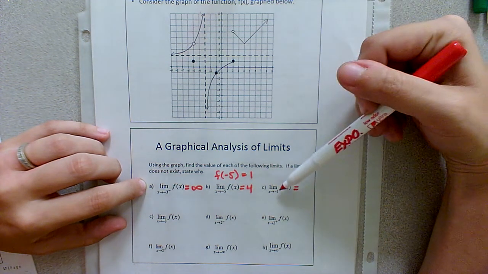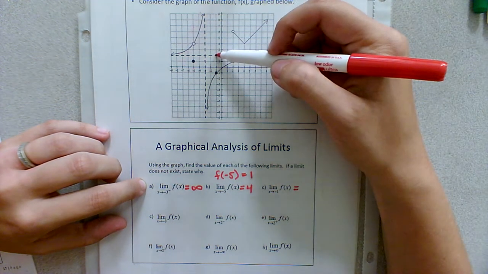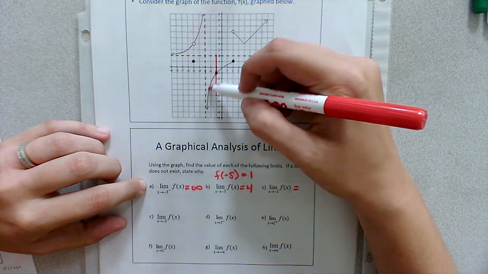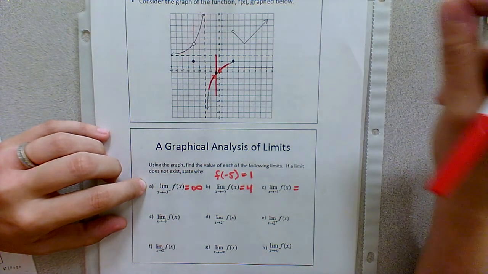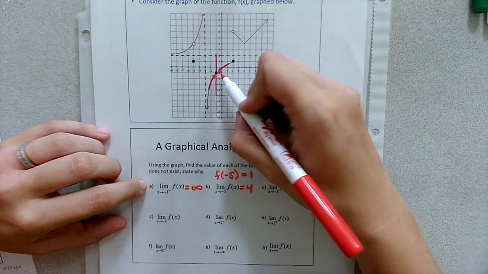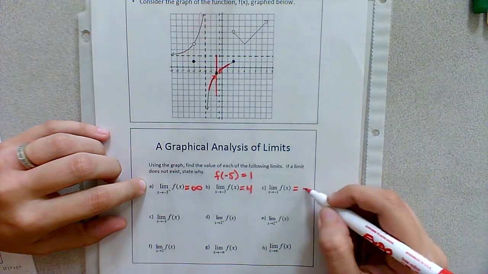Let's try C. So we're going to approach -1 from both sides. Here's -1, approach left, approach right. Notice how the arrows would eventually touch or meet, and that would happen at a height of -1.